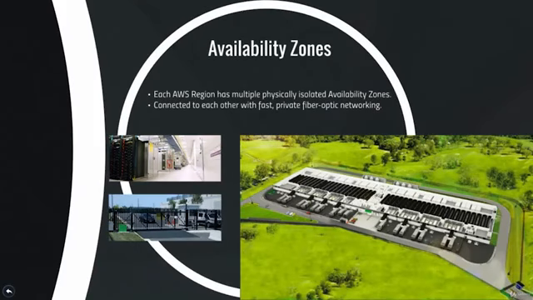Each region is divided up into at least 2 availability zones that are physically isolated from each other. This provides business continuity for your infrastructure if you have it distributed across multiple availability zones. If one availability zone goes down, the infrastructure in the other availability zone will continue to operate. The largest region, US East North Virginia, has 6 availability zones. And the availability zones are connected to each other through a high-speed fibre optic network.